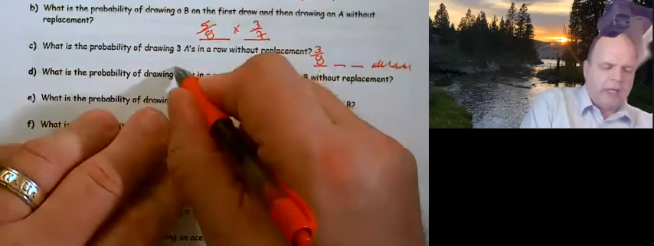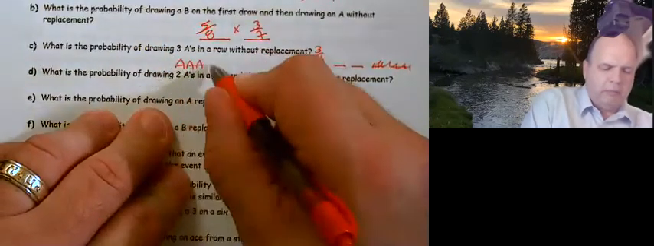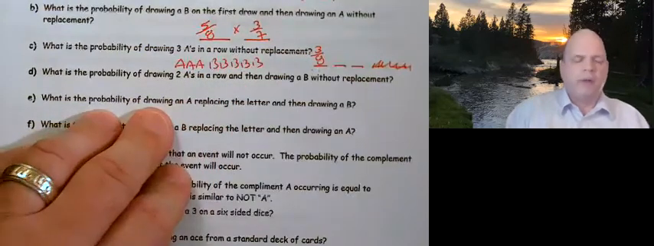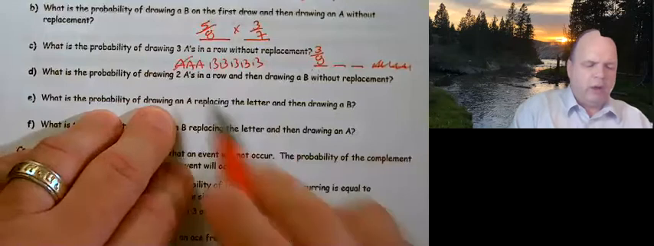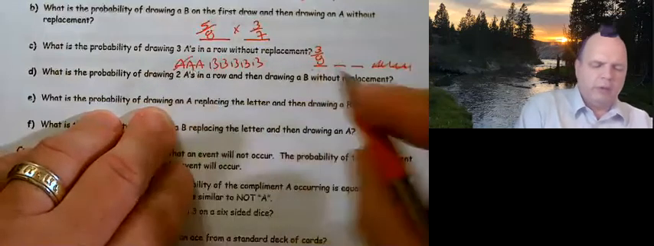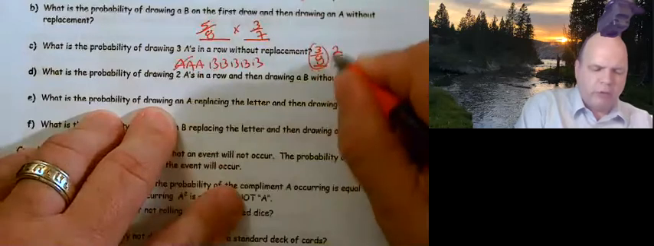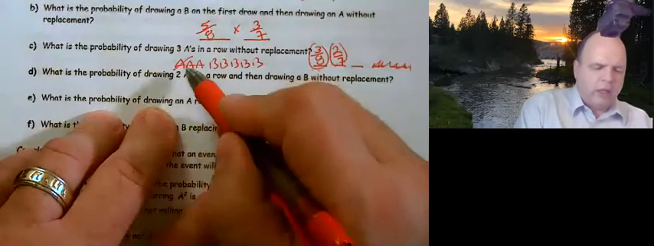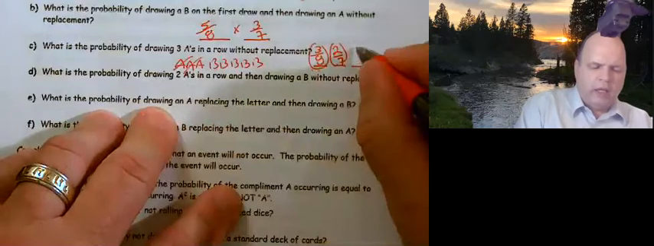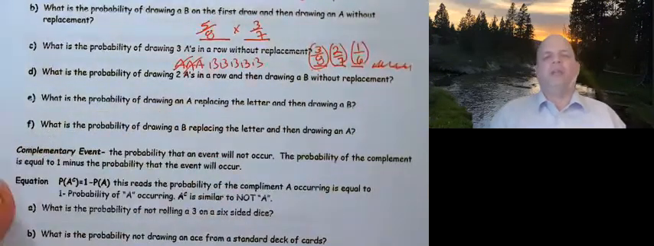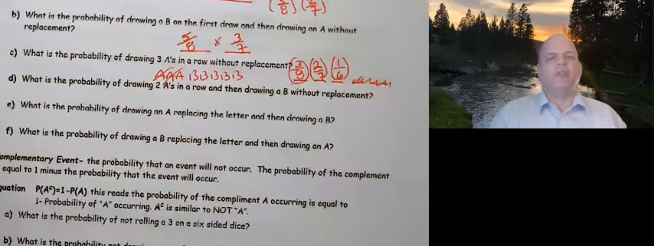And our bag had A, B, B, B, B. Well, that was 3 out of 8. Oh, now we see we have 2. We also decreased the total number of letters. All right, and now we're down to 1 A. So 3/8 times 2/7 times 1/6.